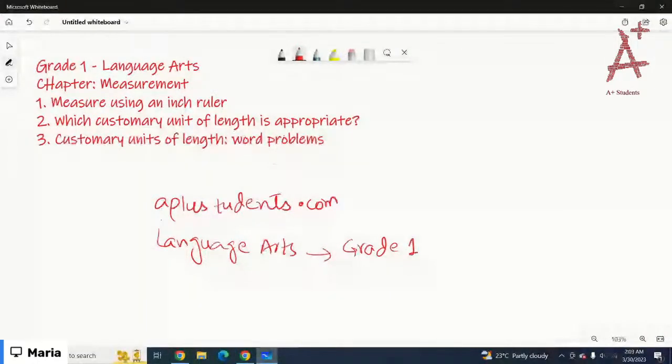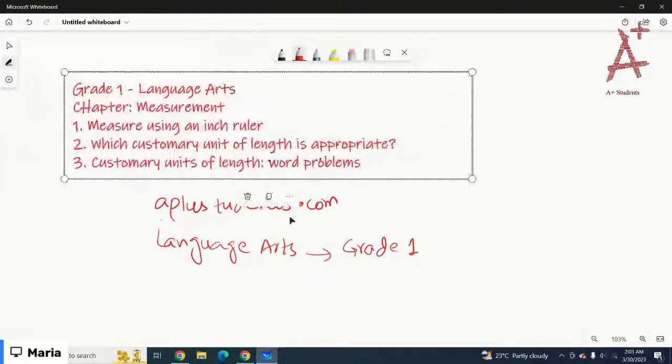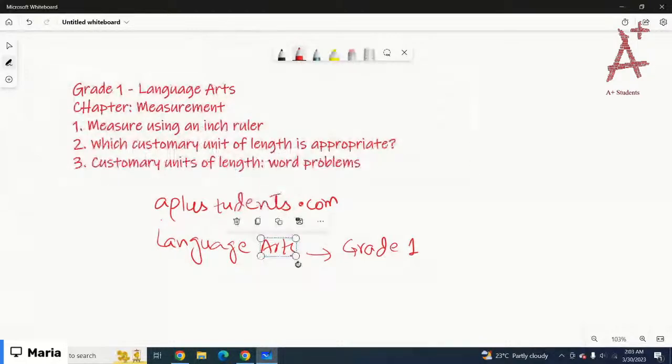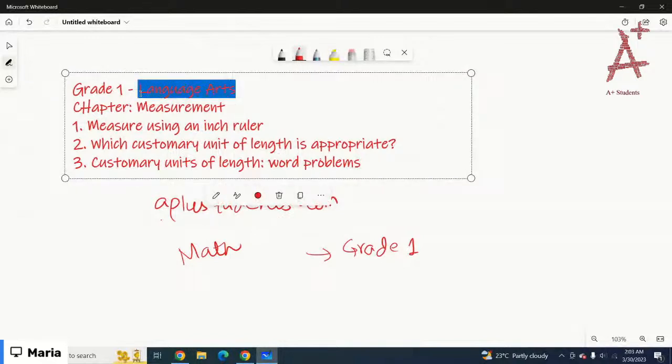grade 1 maths, sorry, not language arts. So grade 1 maths. There you can find a list of the chapters. We're going to start with the chapter measurement, and the lessons we're going to start with are measure using inch ruler, which customary unit of length is appropriate, and customary unit of length word problems. So let's just start with the lesson.